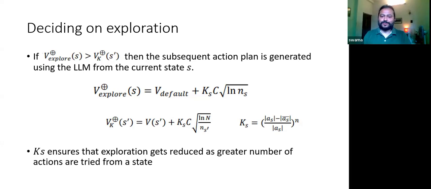Yeah, it's basically a heuristic, but as you said, the equation is not much different. Structurally, you can say it's the same. The only difference is that V default is a constant here, and V of S prime is a changing one. And this K_S term that I've added is basically used to control the exploration term based on the number of actions that it has already explored. So that's a new addition. It's not there in the original UCB, the upper confidence bound.